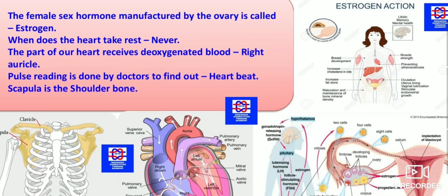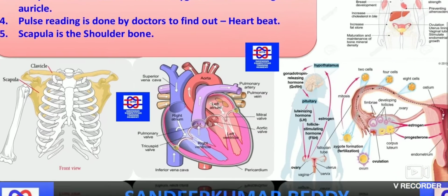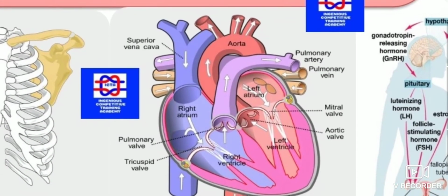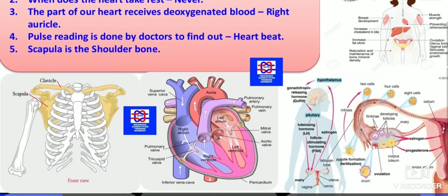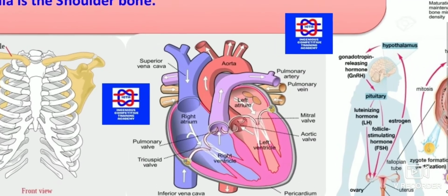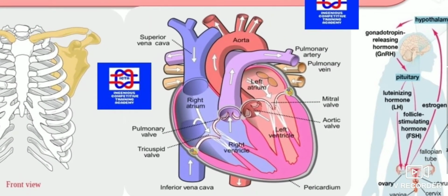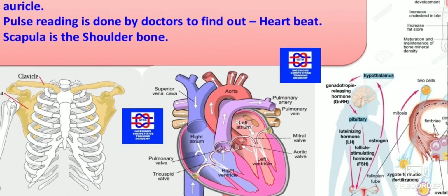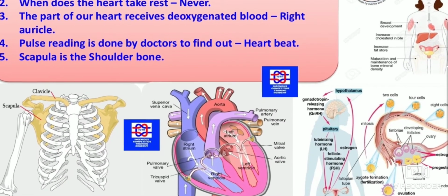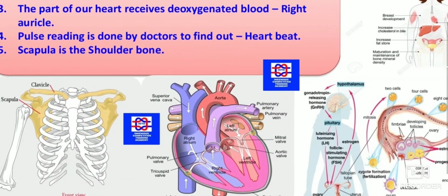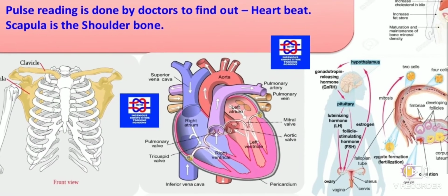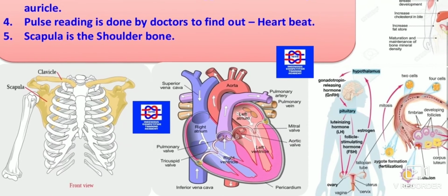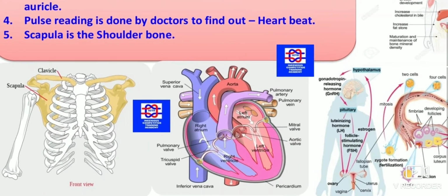Next, the part of our heart that receives deoxygenated blood is the right auricle. As you can see, left auricle as well as right auricle, where we take the deoxygenated blood, that is the right auricle. Auricle and ventricle: the ventricle is down below and the auricle is the upper one. So the right auricle will receive the deoxygenated blood. Here pulse reading is done by the doctors to find the heartbeat. Obviously the doctors will take the pulse to measure the heartbeat per minute.